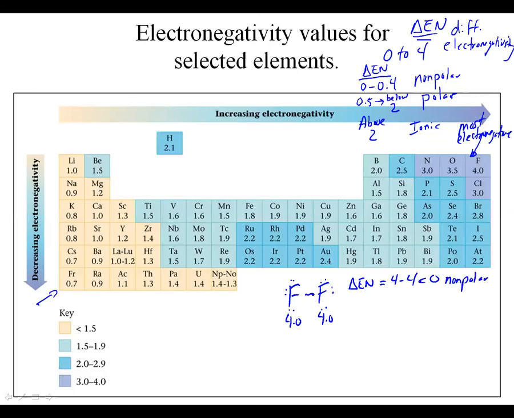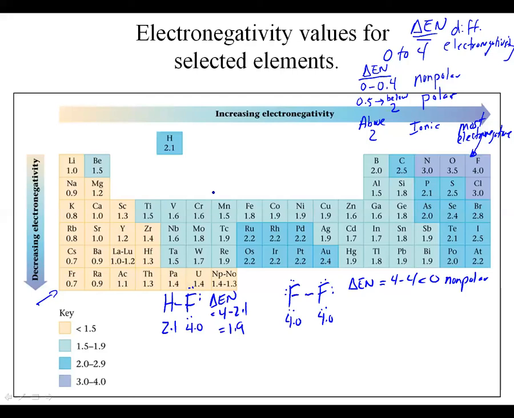So we would expect these electrons to be shared equally. Now, if we take something like HF, which we also saw on the previous one, hydrogen has a value of 2.1, and our fluorine has a value of 4. So when we take the difference in electronegativity, that's going to be 4 minus 2.1. Again, you can take the larger number minus the smaller number, and that would equal 1.9.